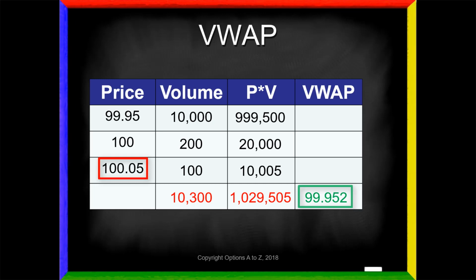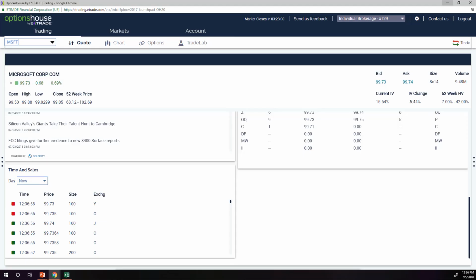Why? Because the bulk of those trades, 10,000 shares out of 10,300, took place at 99.95. That gives us more of a true sense of where the average really lies because we've weighted it by the volume.